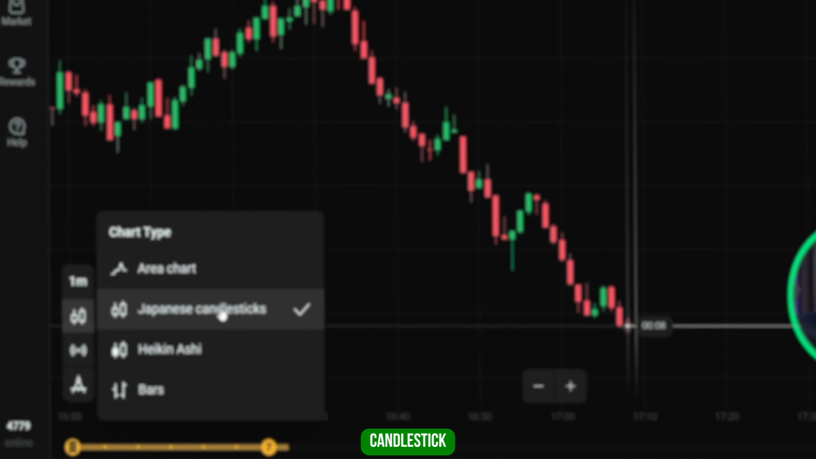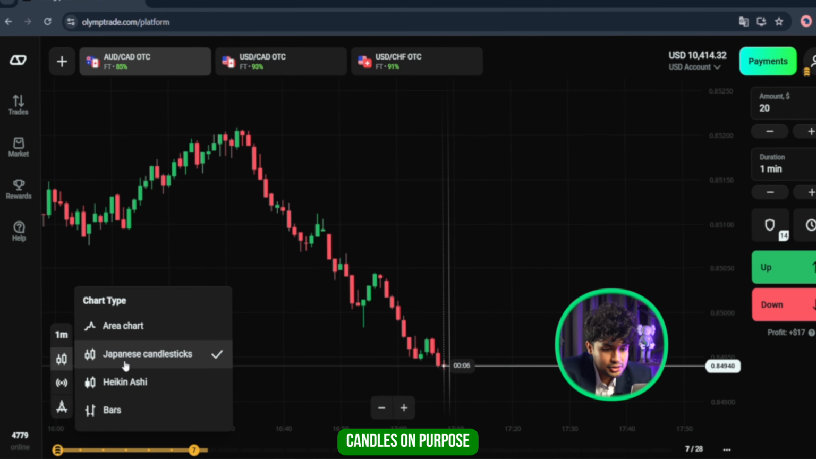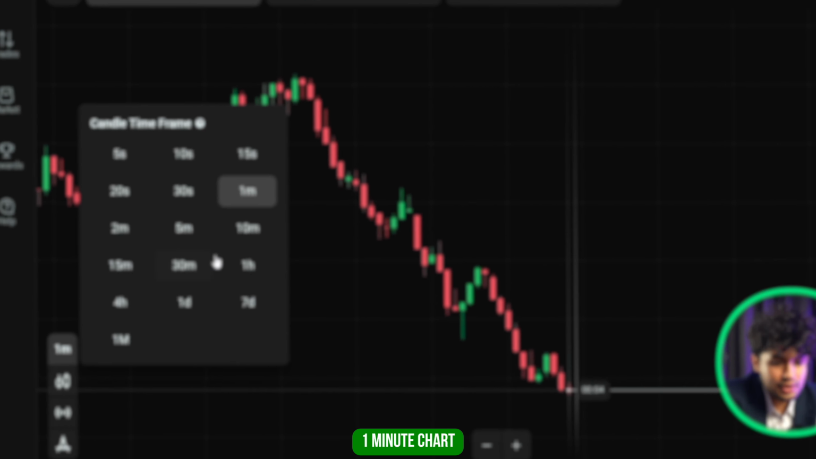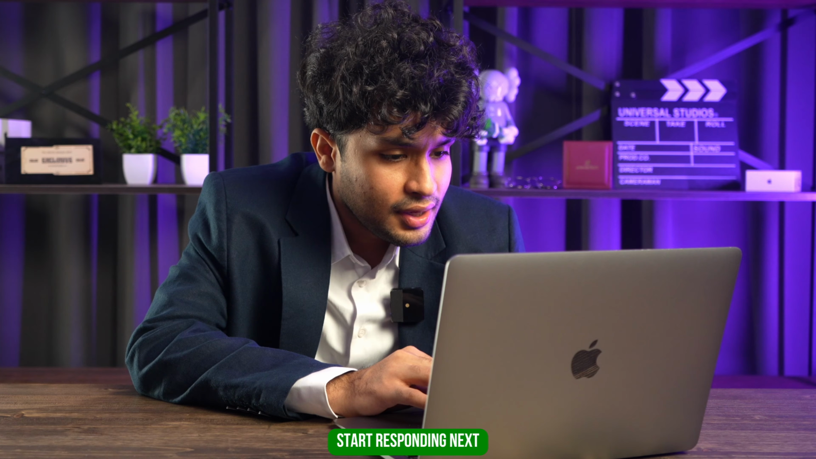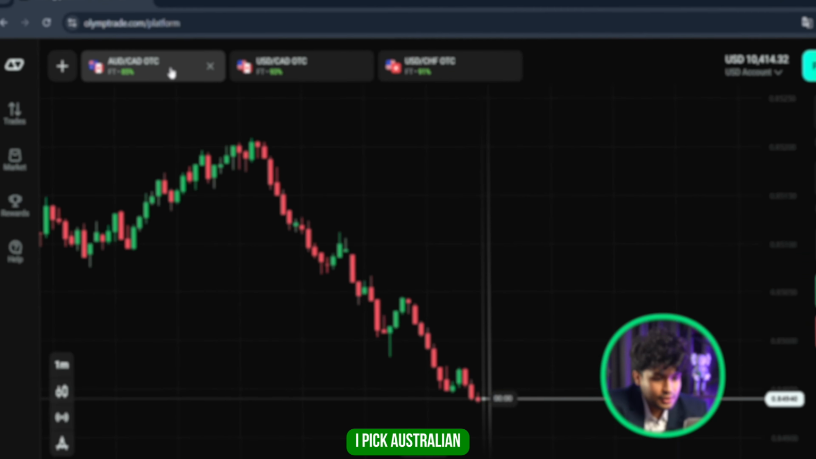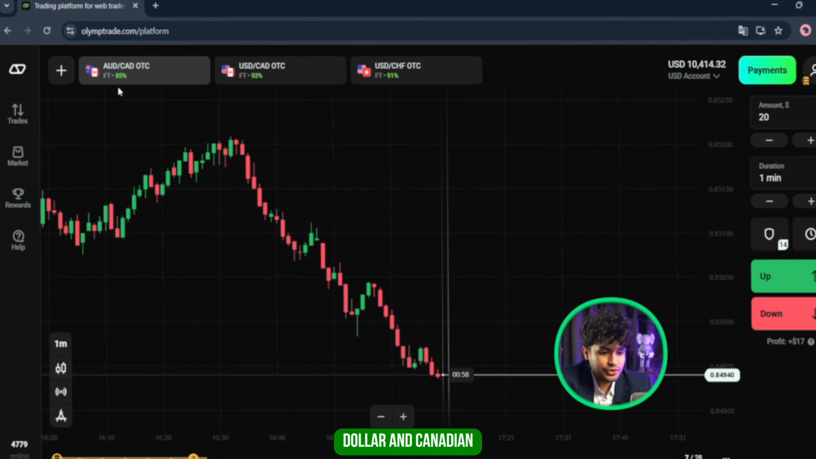Let's go. Alright, we are on the trading platform. The chart is candlestick, and I'm using candles on purpose because on the 1-minute chart they show the key thing: where sellers lose strength and where buyers start responding. Next, I choose the asset. I open the lens. I pick Australian dollar and Canadian dollar.